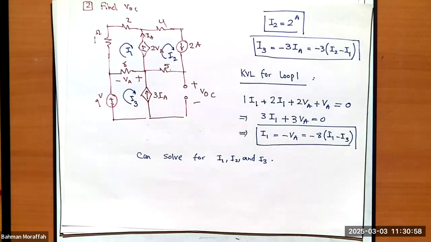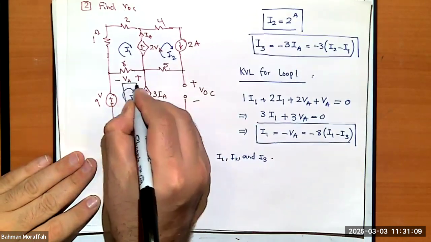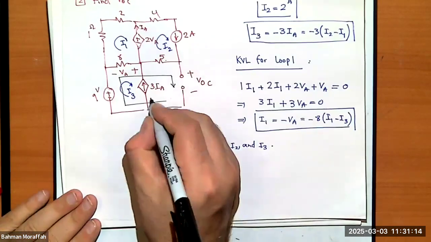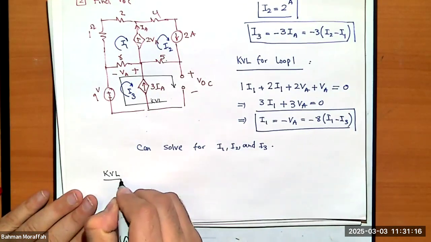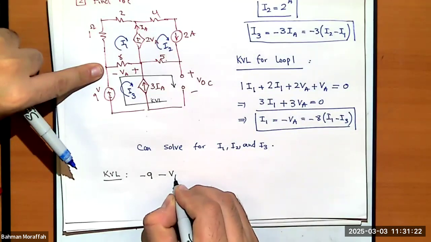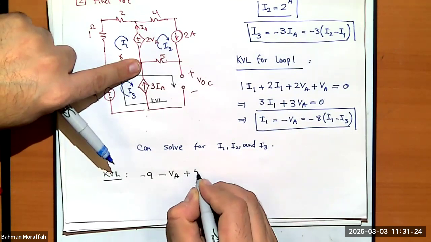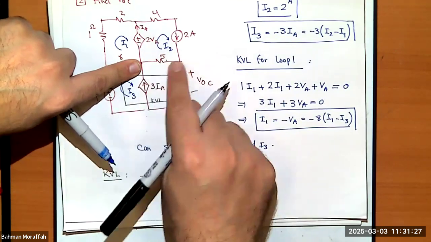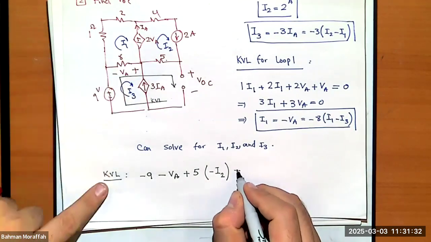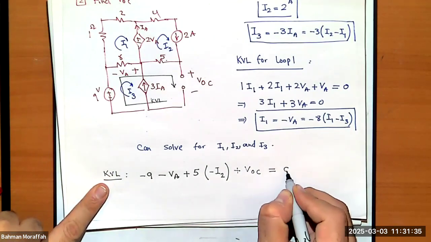So how do I find this V open circuit? I just need to write a KVL. So if I write a KVL here, I can find V open circuit. So the KVL here tells me, let's start here. I have -9 minus VA plus 5 times current through this, which is negative I2, plus V open circuit, that must be 0.